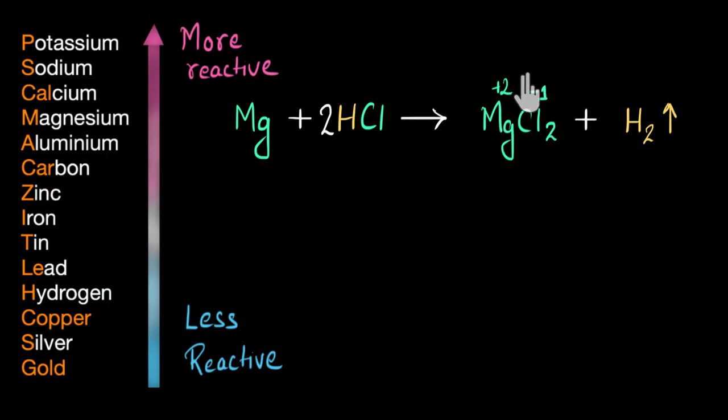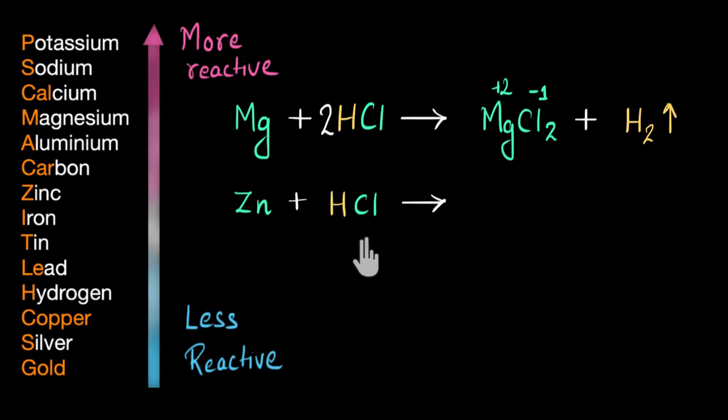Now let's look at another example of a metal reacting with an acid. So this time I have zinc metal and I'm going to react that with hydrochloric acid. Now can you pause the video and think about what the products are going to be for this reaction? Now if you have given it a try, let's see.